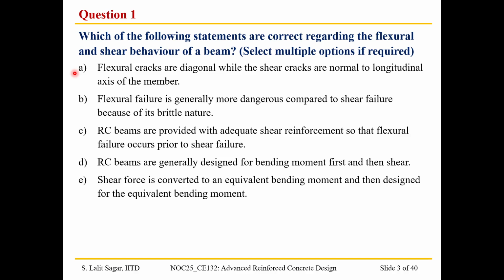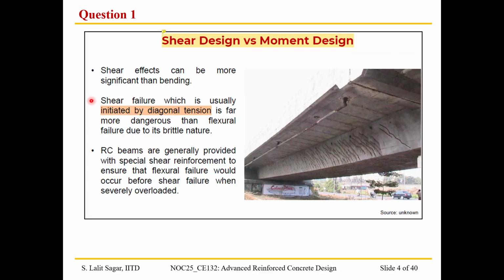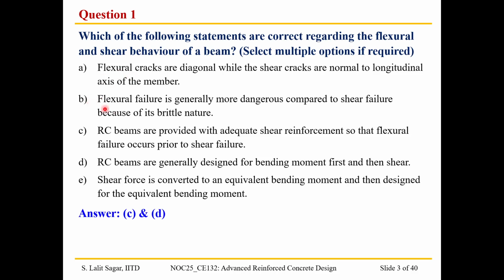Now we can look at the correct answer. The correct answer is options C and D. C and D are the correct statements. Let us look at each of the statements now. The flexural cracks are usually normal to the longitudinal axis, and the shear cracks are diagonal in nature. So the words are interchanged, and the first statement is incorrect.